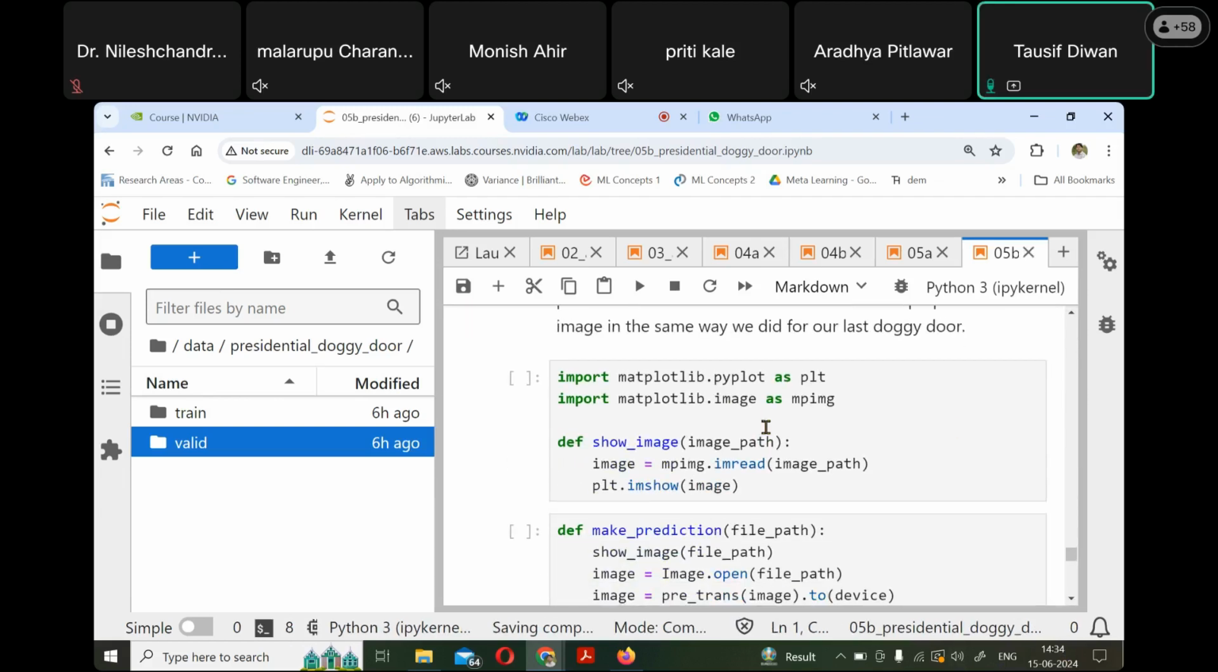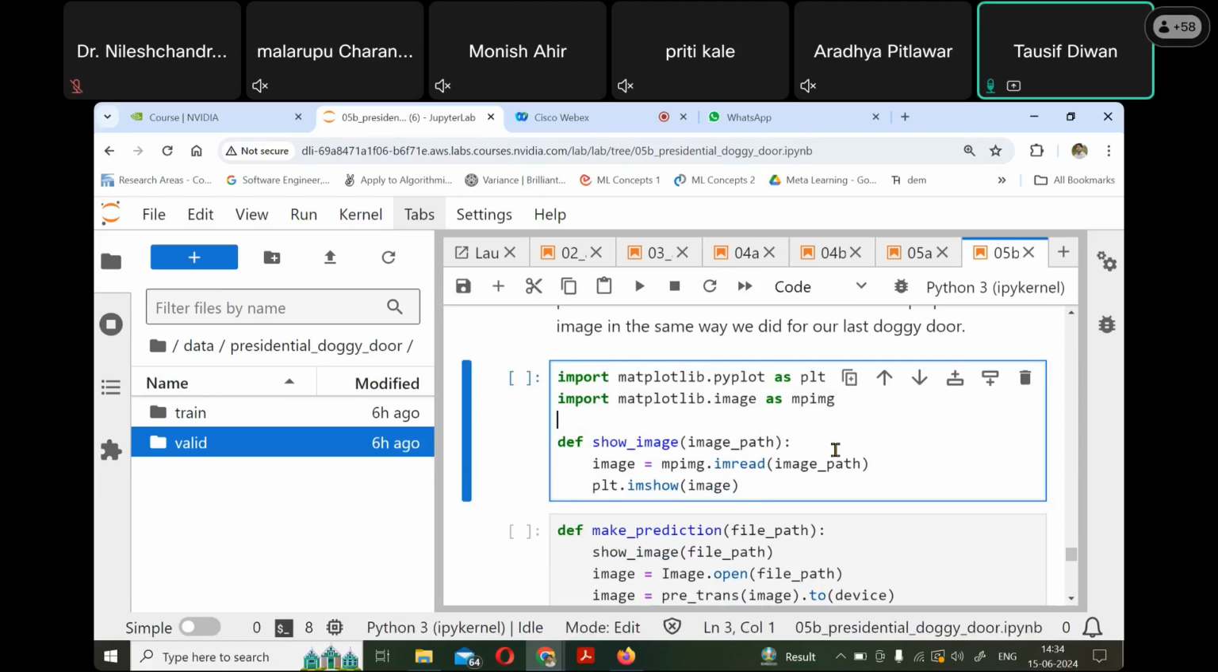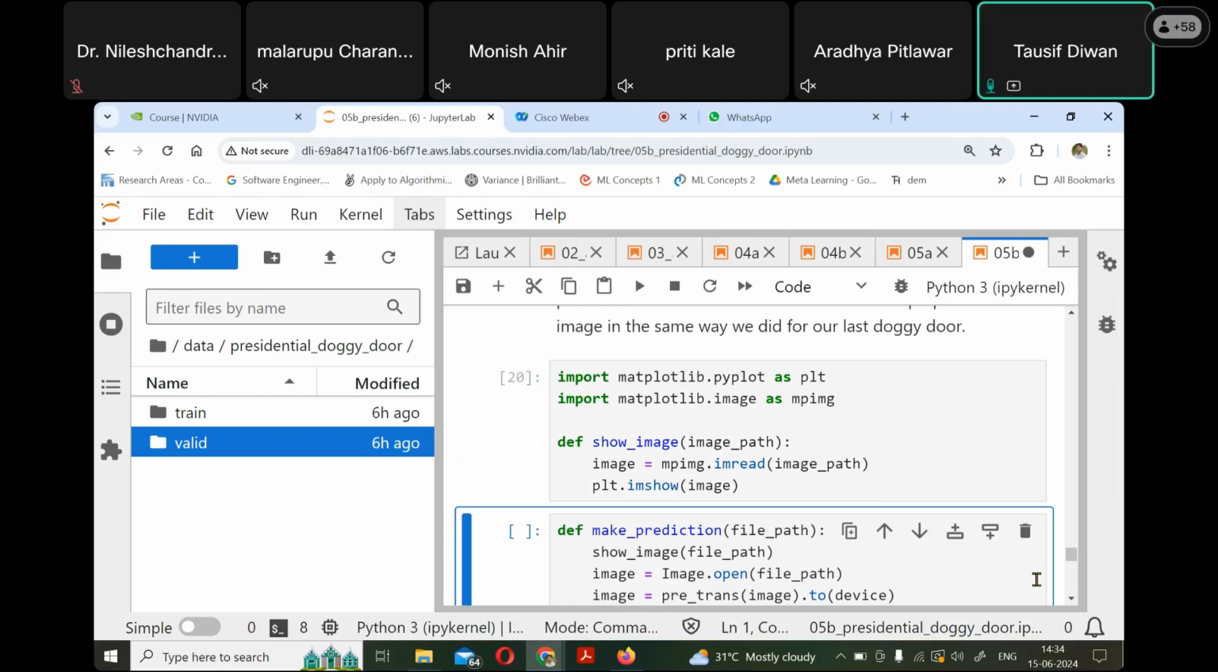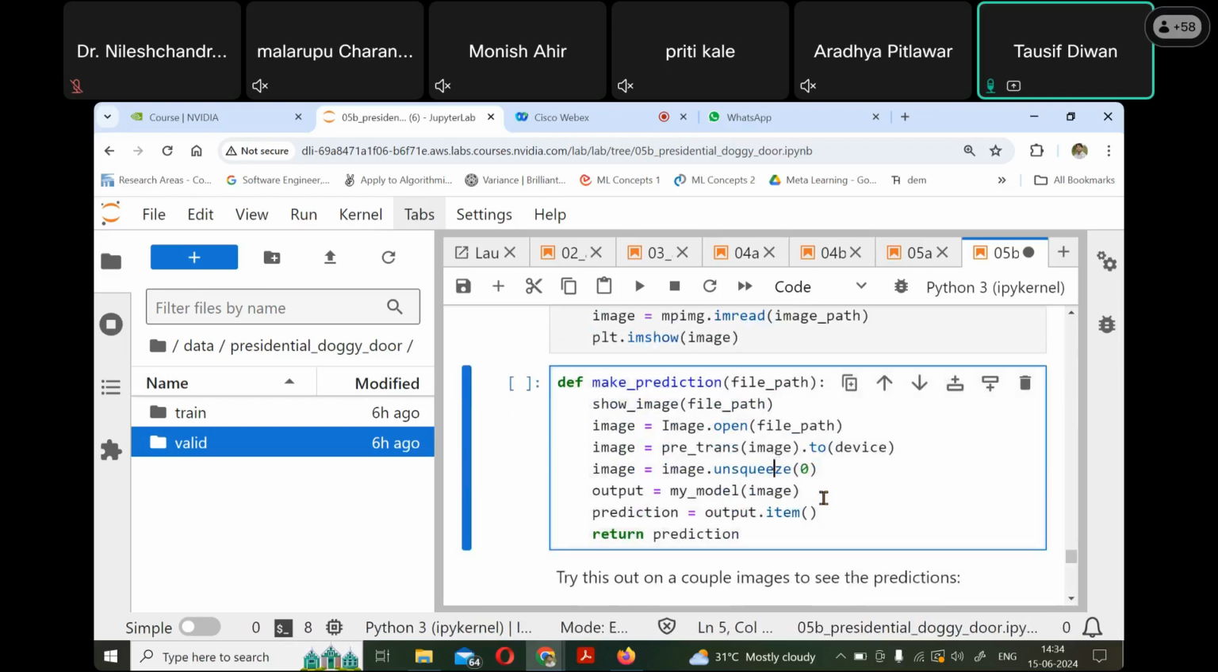Now we can examine the predictions. This is the function for printing the image, and this is the function for making the final prediction. Here we just need to pass the file path. First of all, it prints the image, and then the image is opened. Then we apply this transformation and send it to the device. Then we add one more dimension to represent this as a batch. Then we make the prediction, and finally we return the prediction over here.